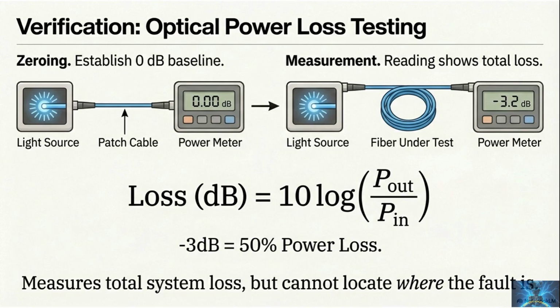Verification. Optical power loss testing. This is the basic pass or fail test for a fiber link. You establish a 0 decibel baseline using a known reference setup, then measure the total loss through the fiber under test. The reading is the total insertion loss of the whole system: connectors, splices, bends, and the fiber itself. A useful anchor point is that 3 decibels represents roughly a 50% power loss. Power loss testing tells you whether the link meets budget, but it cannot tell you where the loss is happening. That is where advanced diagnostics come in.